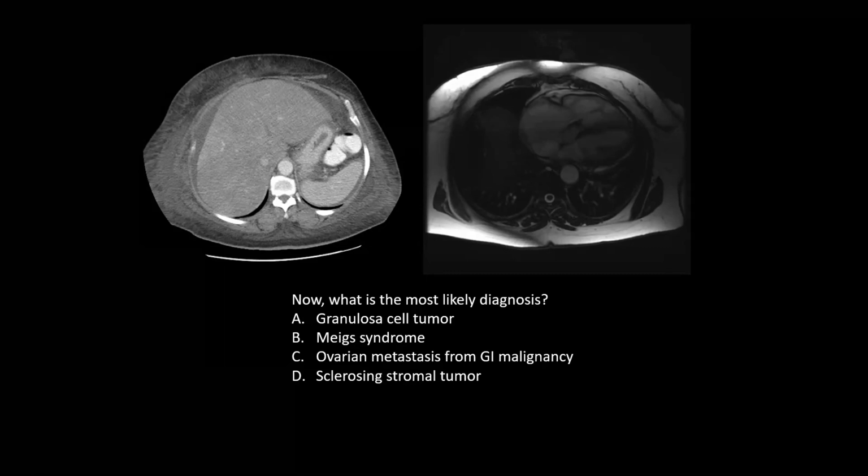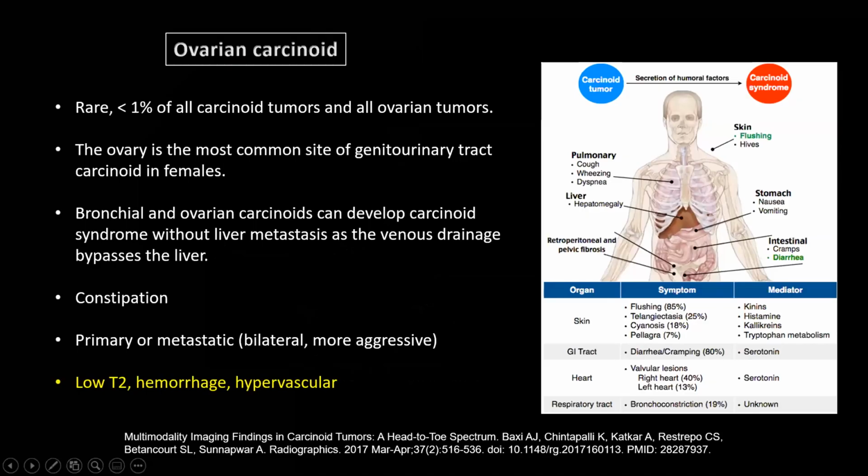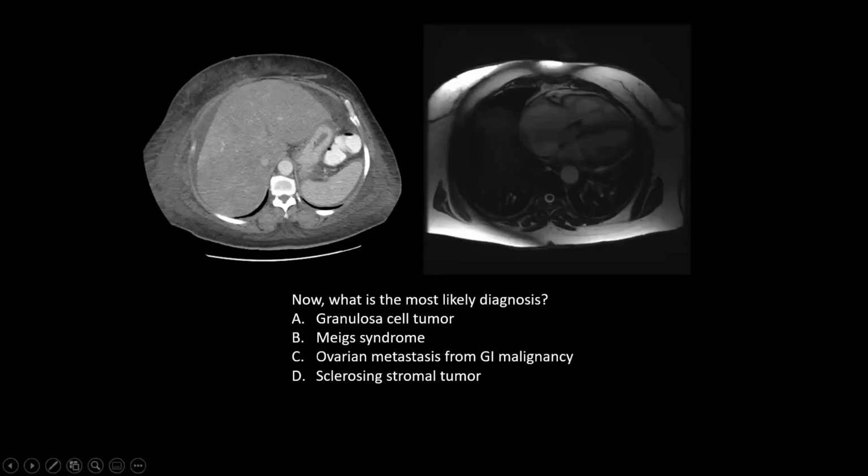So in a patient with a solid ovarian lesion that is hypervascular with hemorrhagic component, and we have cardiac involvement or cardiac disease with generalized anasarca, what comes to mind is the carcinoid, ovarian carcinoid with the ovarian carcinoid syndrome. So I tricked you here. I wrote it as ovarian metastasis from GI malignancy, but it was a primary carcinoid tumor.